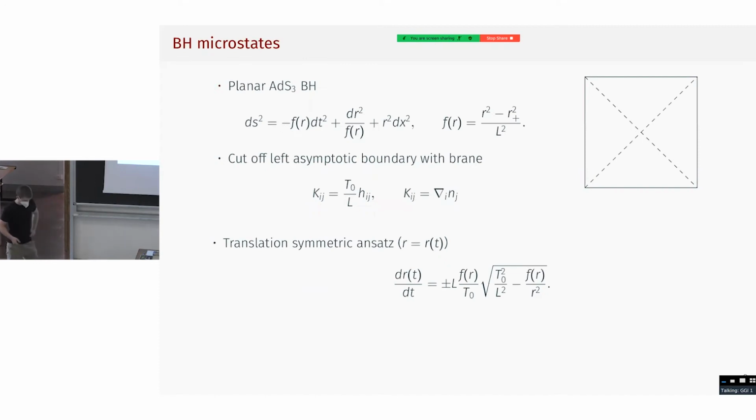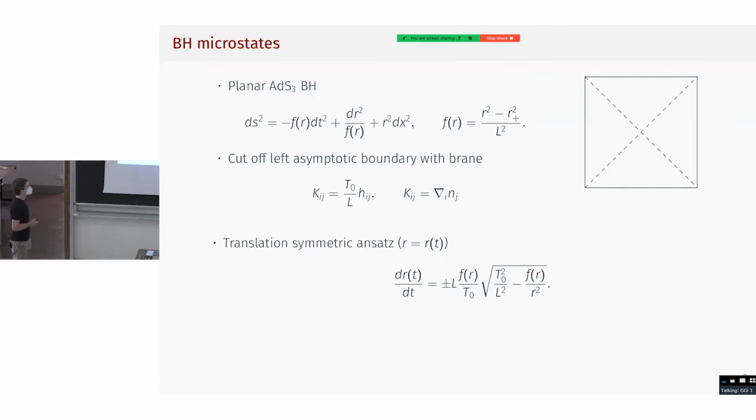Okay, so the situation I'm looking at is a planar AdS3 black hole. That's just the metric with a blackening factor here. R plus is the horizon radius, L is the bulk AdS length scale. And what we want to do is find solutions which cut off the left asymptotic boundary here and obey the brane equations I've shown on a previous slide.